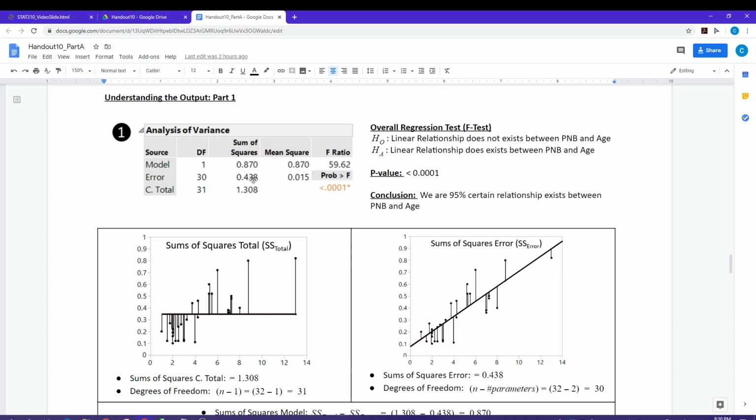So there's not much error left. There's not much sums of squares error left after fitting this model. So that makes this F ratio very large, which in turn makes my p-value very, very small.